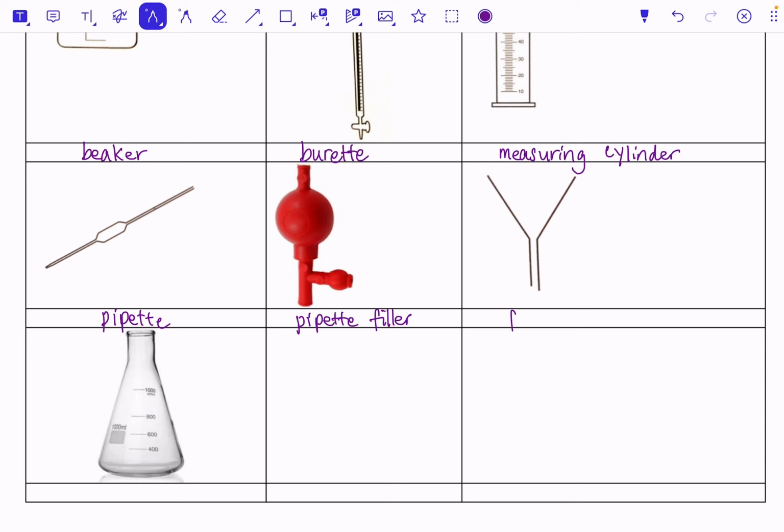This is a filter funnel. You cannot just write funnel, it's actually a filter funnel. And the last is a conical flask. So do fill in all the names of the apparatus and check against your answers.